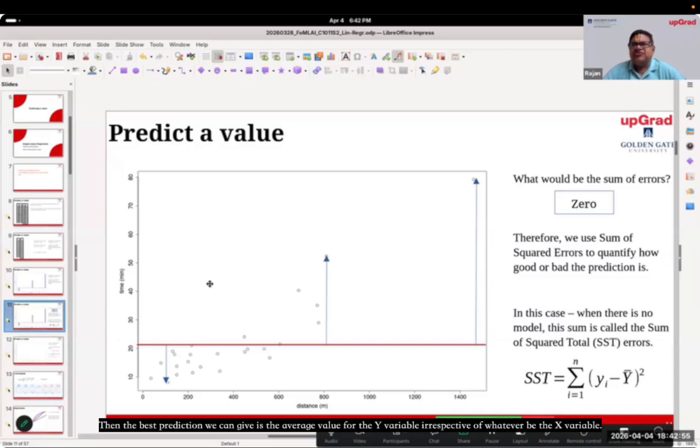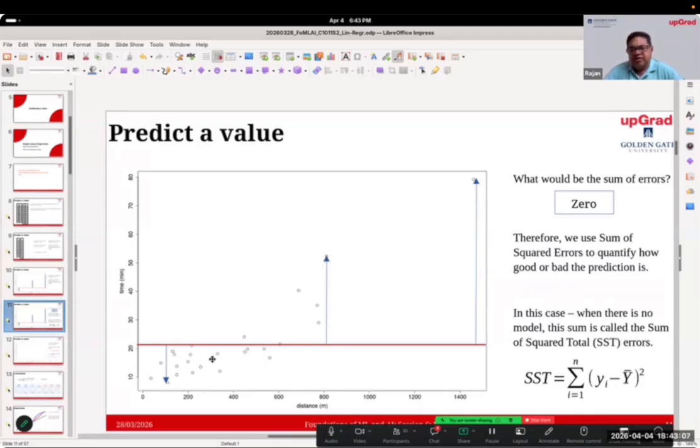Then, the best prediction we can give is the average value for the y variable, irrespective of whatever be the x variable. Right? Irrespective of whatever be the value of x, the prediction we will give for the y variable will be the average of the y variable.